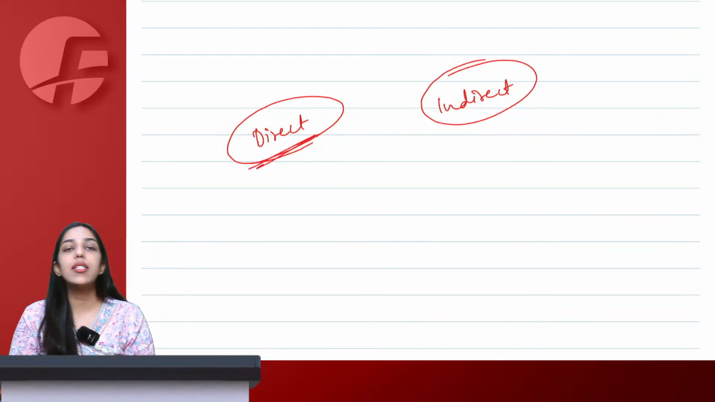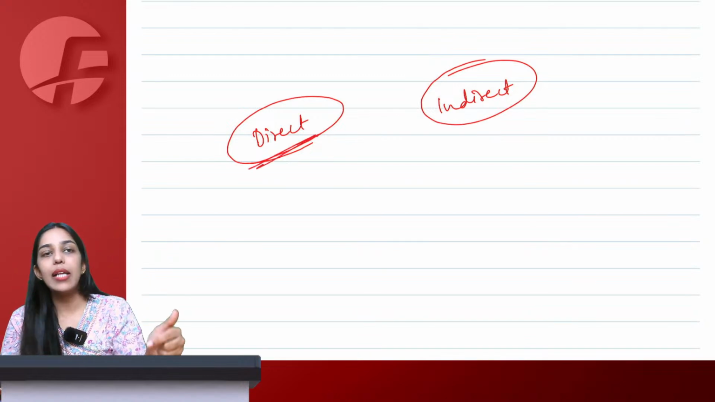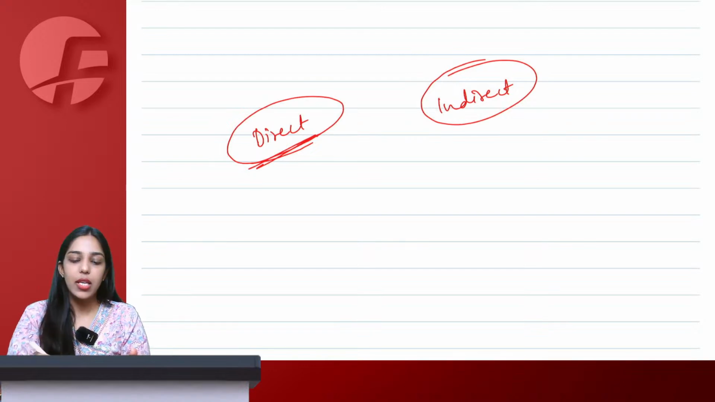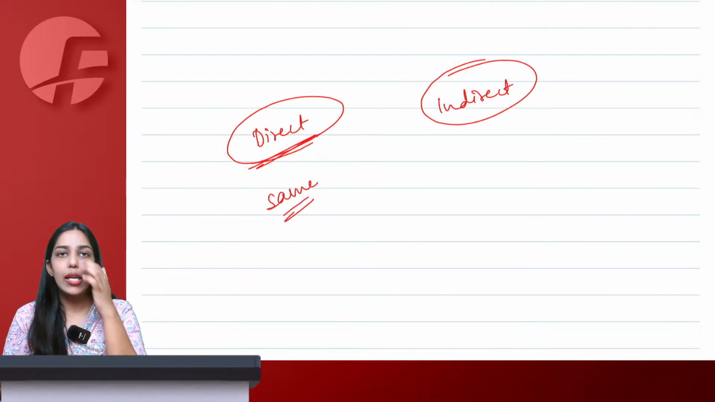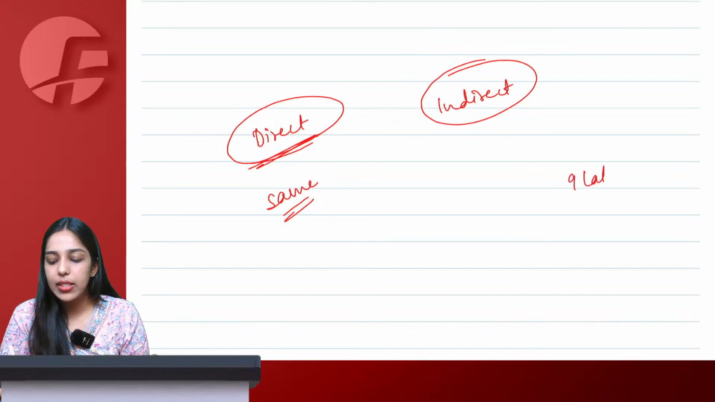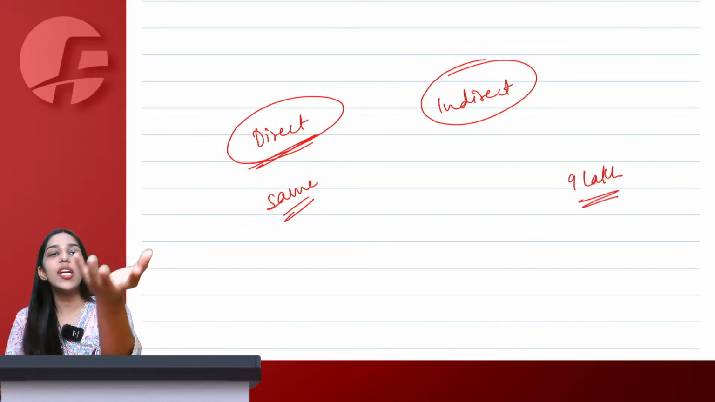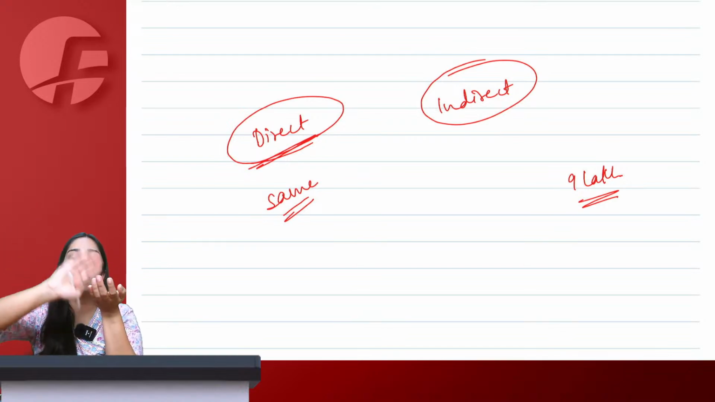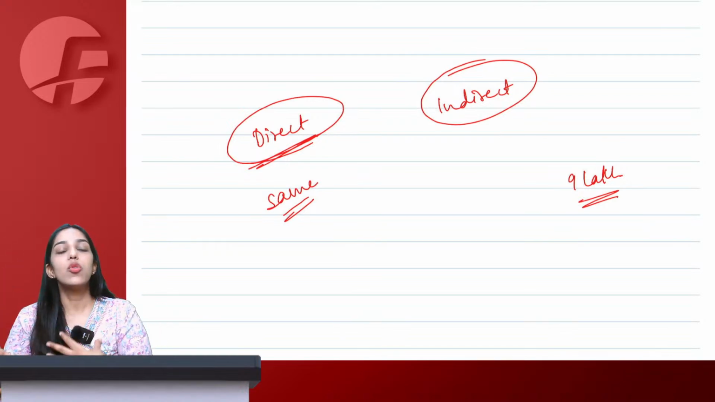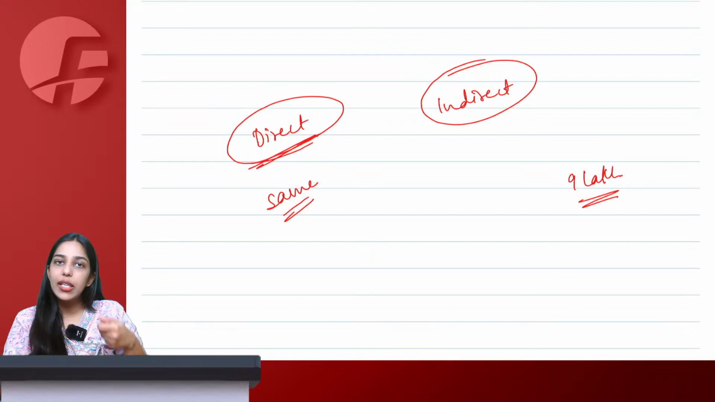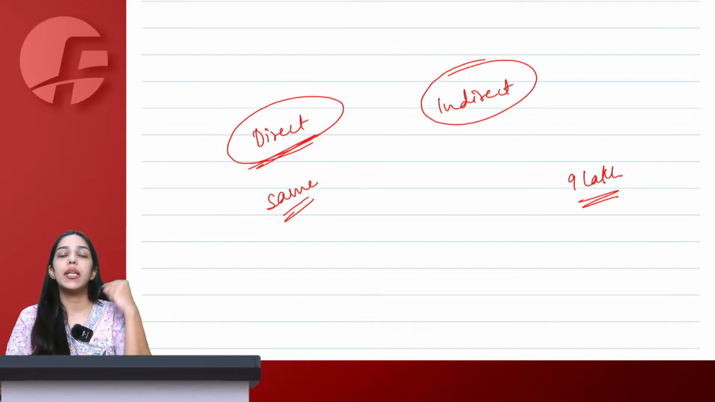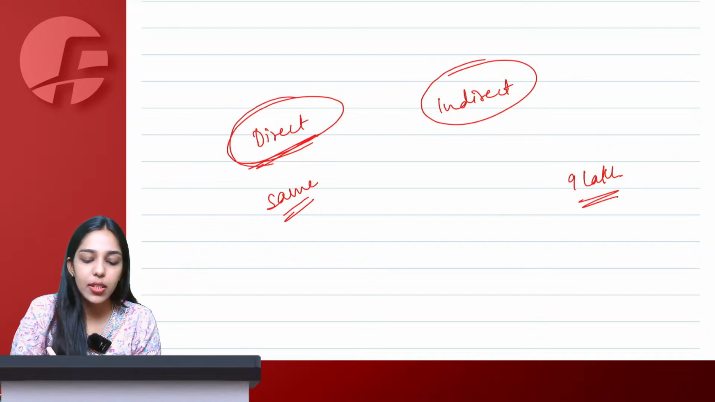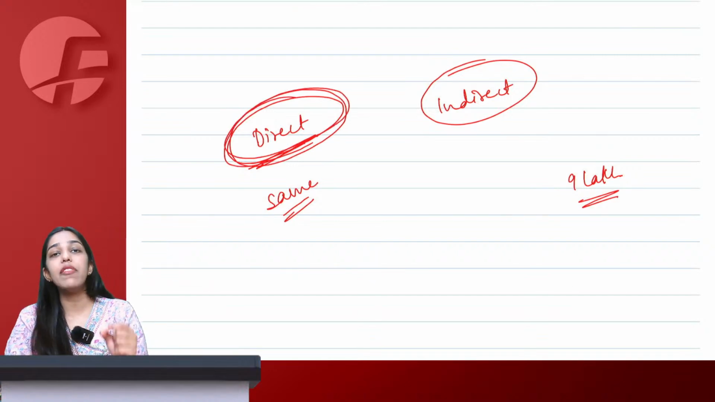In direct tax, the person paying the tax and the person bearing the burden of the tax are the same person. So if I earn income today, let's say my salary is 9 lakh per annum, the cheque is coming and TDS is deducted, I have to pay income taxes. So I am the person who is earning the income, I am the person paying taxes out of it, and I am the person bearing the burden of it. This is known as direct tax, where you directly feel the pinch.